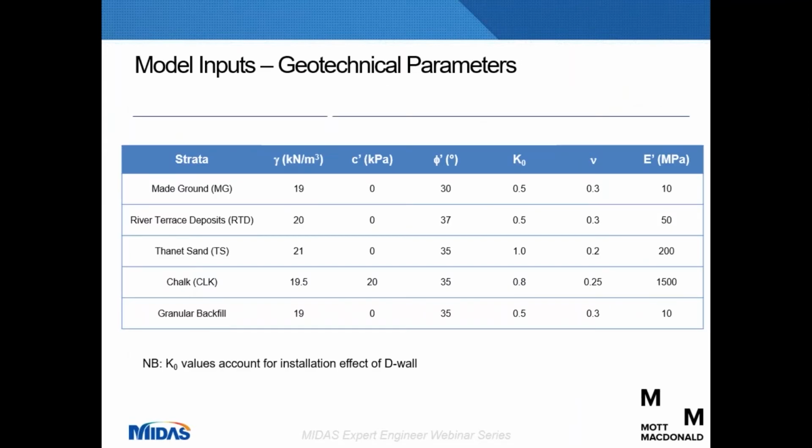This table just summarizes the material parameters used in the model. So all the materials were modeled with Mohr-Coulomb parameters, all drained as well. Fairly typical parameters for the materials, but note that the in situ values of K0 that were applied in the model will be lower than the actual in situ values. But due to the excavation of the D-wall panels, the ground will relax, and the mobilized K value will reduce the horizontal stress during the subsequent excavation.